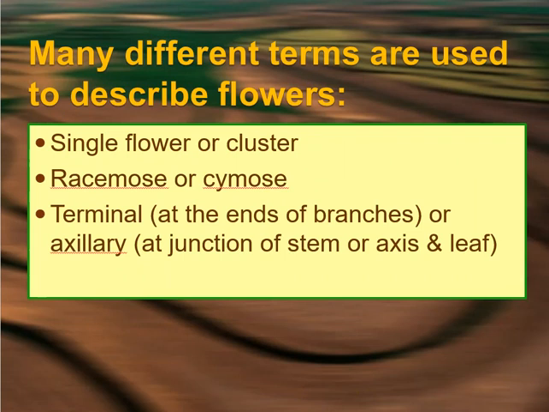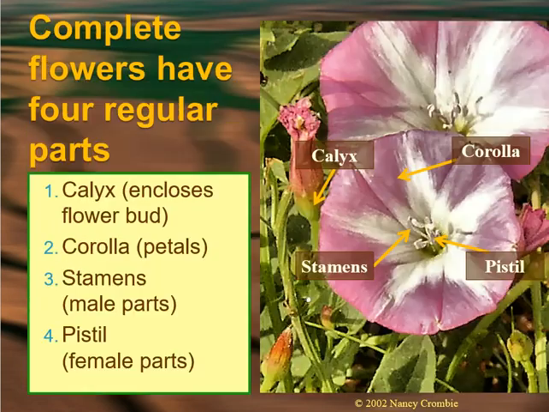So you can use different terms to describe flowers. You can have a single flower or a cluster of flowers. You can have a racemose or a cymose. And you can have terminal, which means flowers are at the end of branches, or axillary, so they're at the junction of a stem or axis and leaf, okay?